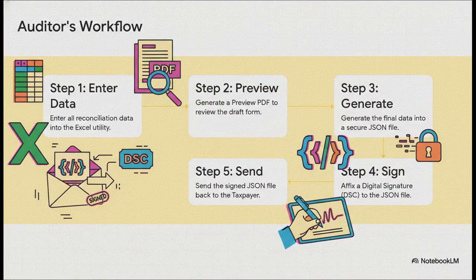So here's how the auditor puts it all together. They punch all the reconciliation data into that Excel tool. Then they can generate a PDF just to preview it and make sure it all looks good. Then, and this is the crucial part, they generate a secure JSON file. They digitally sign this file, and then they send that signed file back to you, the taxpayer. This file is the key that's going to unlock the next phase.